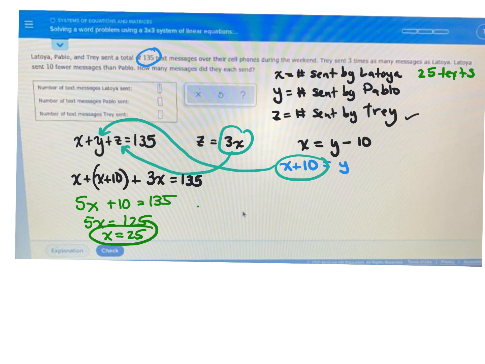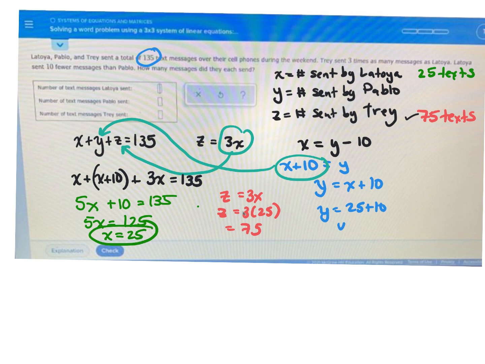And then I could just plug X into the other ones. So for example, Z equals 3X. So Z is going to equal 3 times 25, which is 75. And so that's Trey, so he sent 75 texts. And then I can do Pablo, because I know Y equals X plus 10. So that's 25 plus 10, so that's 35.